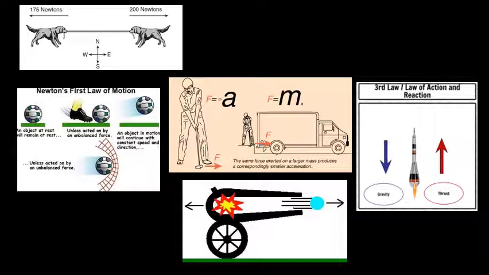Newton's three laws of motion describe how things move. First off, we need to define what motion is. Motion is a change in position over time.